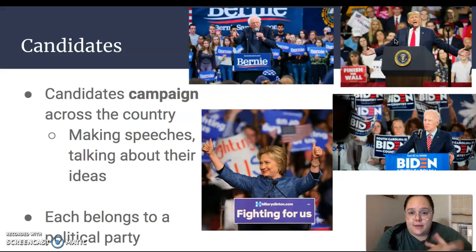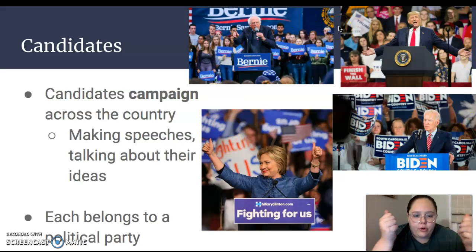So these candidates that are running, they campaign across the country, or across their state if they're running for a statewide position. But presidents go across the country when they are campaigning, and they make speeches, they talk about their ideas, they tell people why they should vote for them. And oftentimes you can see in the background of these pictures, all of their supporters come, they hold up signs for them and cheer them on. And again, each person belongs to a political party, and those main two were the Democrats and the Republicans, but there are a few more smaller parties that people can run for.